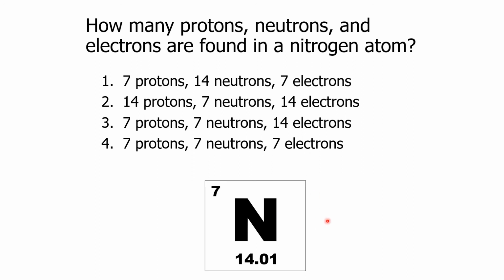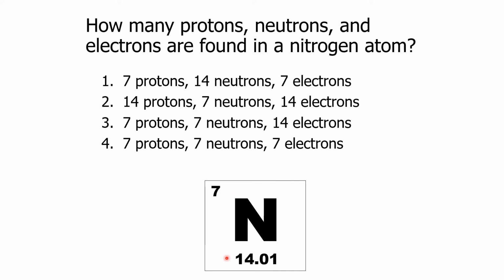Alrighty, let's take a look at this example together. This question is asking, when you look at nitrogen, where N is the symbol for nitrogen, figure out how many protons, electrons and neutrons nitrogen is carrying. To figure out how many protons and electrons it's carrying, I'm going to look at the number at the top, because that's my atomic number. Right away, I can tell that nitrogen has 7 protons and 7 electrons, which means I can eliminate answers 2 and 3.